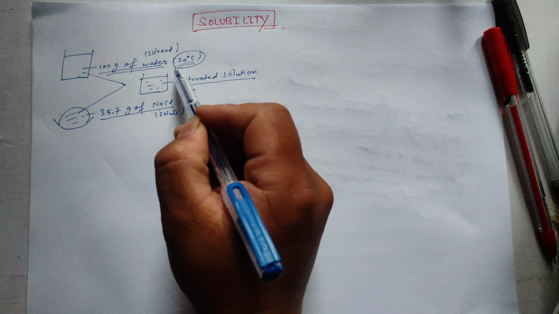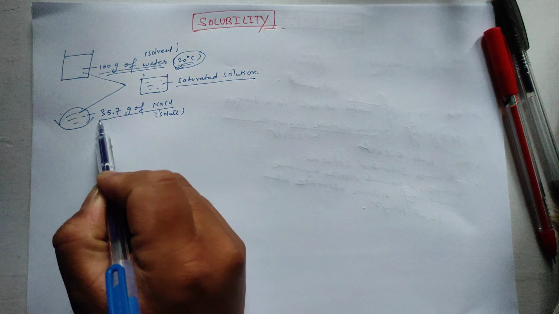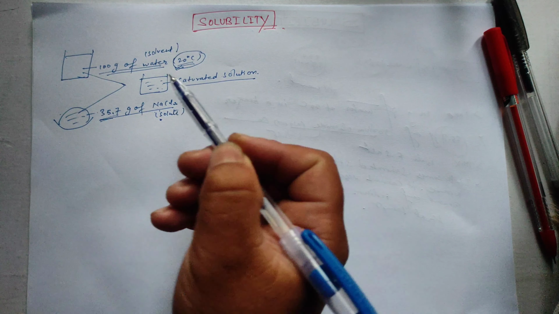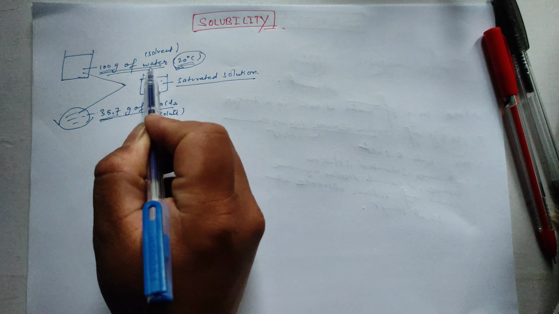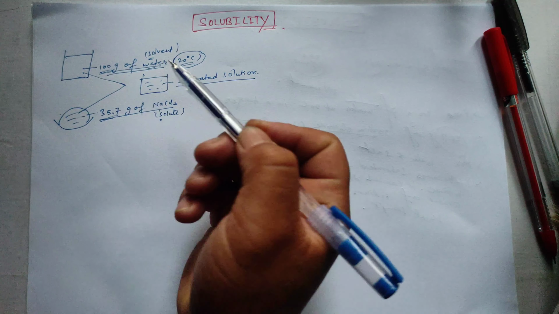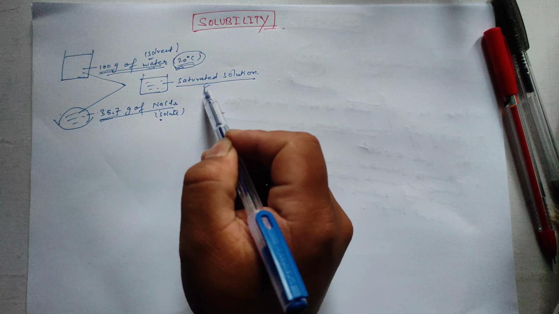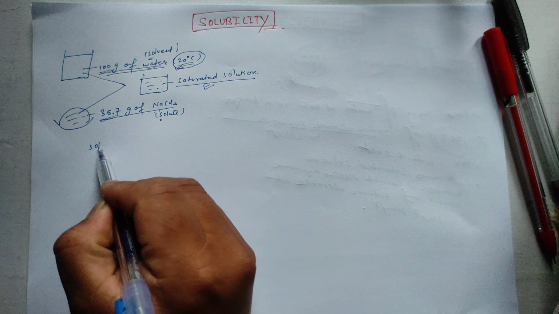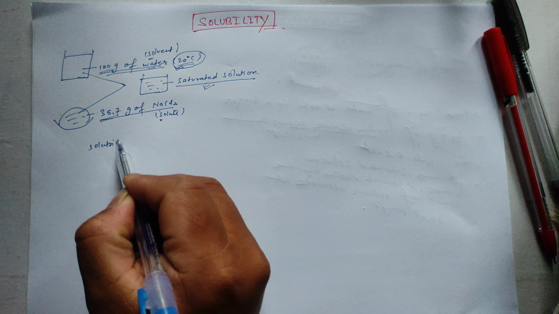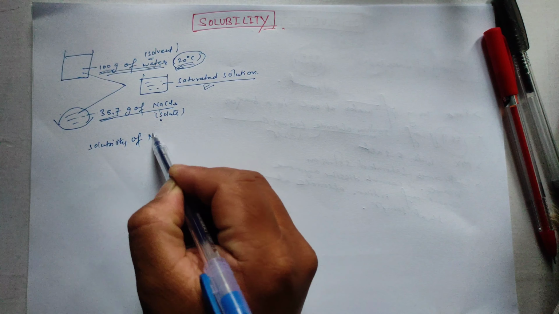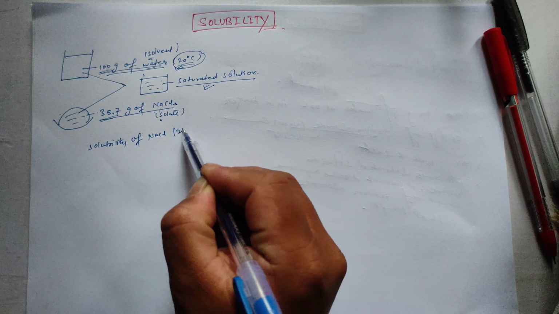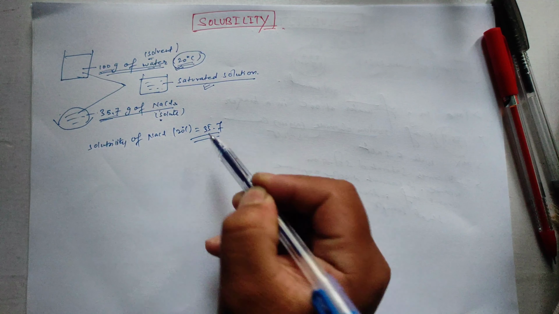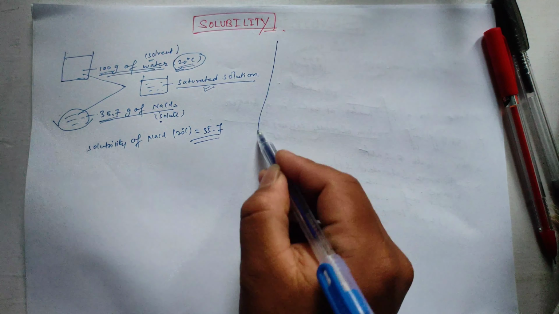Okay, at a fixed temperature the amount of solute, in this case here sodium chloride, that is dissolved in 100 gram of water or solvent to make the saturated solution is called solubility. So in this case solubility of sodium chloride at a fixed temperature, that is 20 degrees Celsius, is now 35.7. Okay, let's take another example as well.